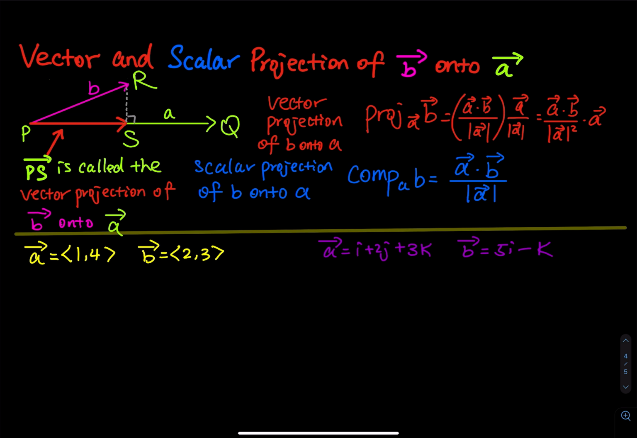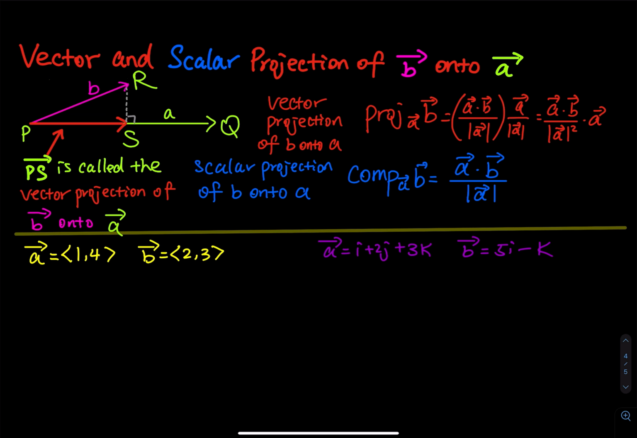So here is the scalar projection of B onto A. So vector B onto vector A, the scalar projection is the dot product of vectors A and B divided by the magnitude of A. So I have two vectors, A and B, and I would like to find the vector projection and the scalar projection.